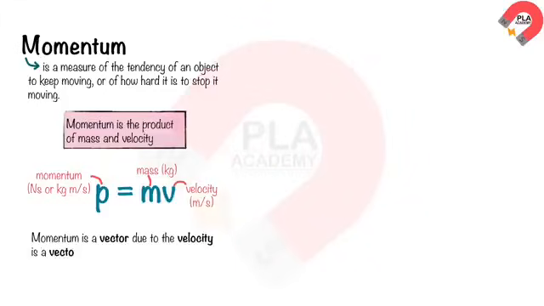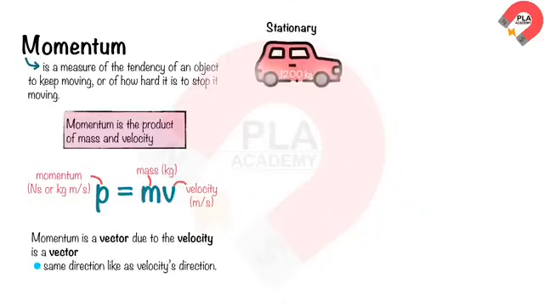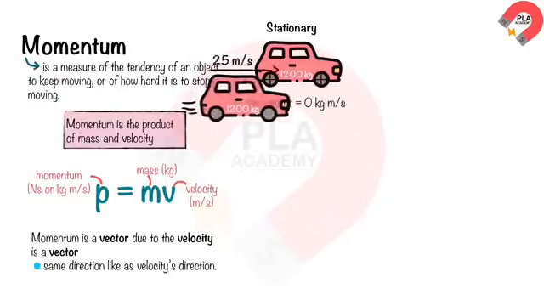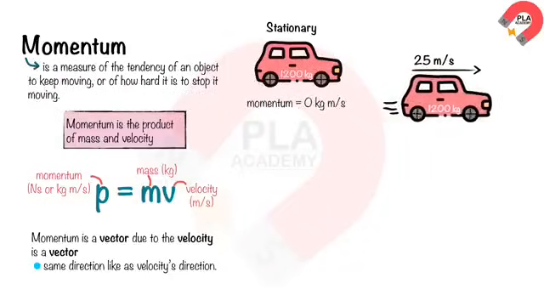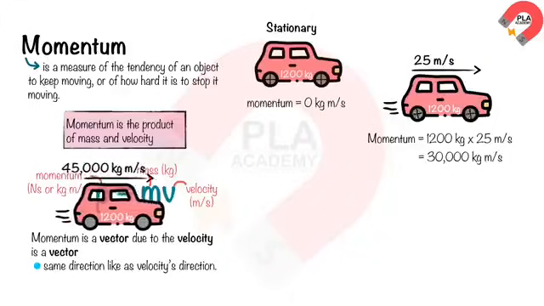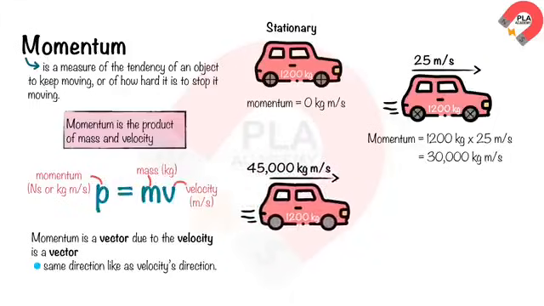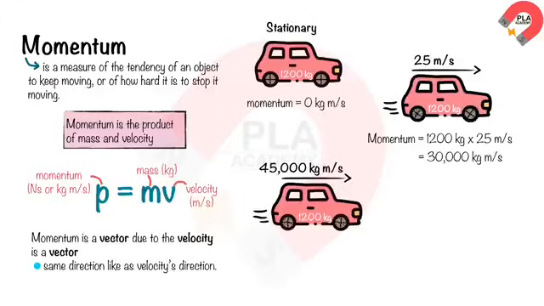Momentum is a vector quantity because velocity is a vector, so the direction of momentum is the same as the direction of velocity. For example, a 1,200 kilogram car is stationary, so its momentum is 0. This is because its velocity is 0. When this car is moving at 25 meters per second, its momentum is 1,200 times 25, which is equal to 30,000 kilograms meter per second.